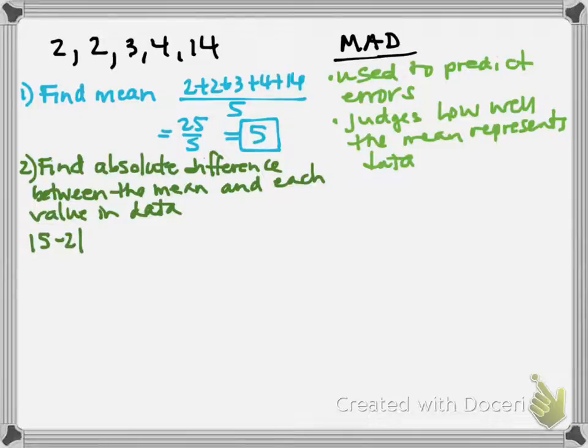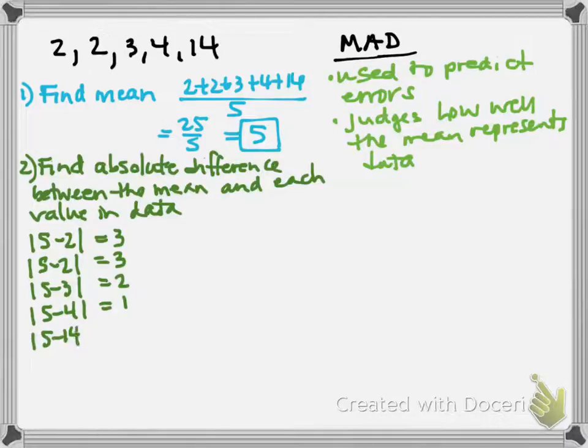The absolute value of 5 take away 2 is 3, so I get a 3. And then I take the absolute value of 5, take away 2, and I get a 3. I take the absolute value of 5, take away 3 is 2. I take the absolute value of 5, take away 4 is 1. And the absolute value of 5, take away 14, well, that actually gives me -9, but the absolute value says 9. Okay, so that's my second step.